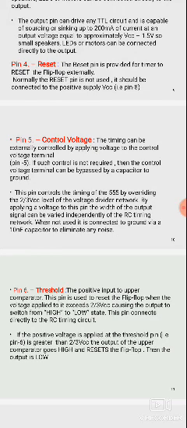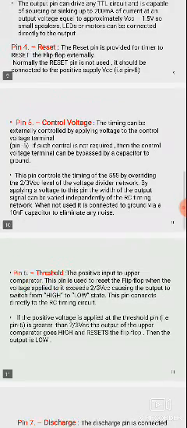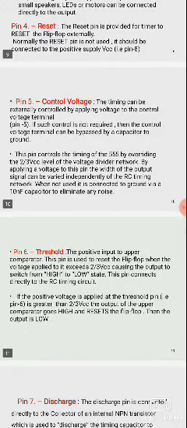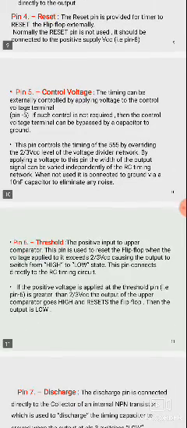Pin 5 is mainly used for controlling the voltage, and if such voltage control is not required, then the control voltage terminal can be bypassed by a capacitor to ground. So whenever the voltage control is not required, the control voltage terminal can be bypassed with a capacitor to ground.